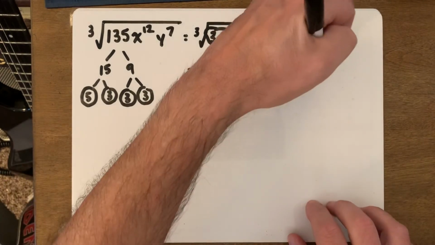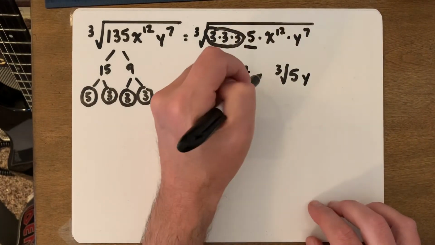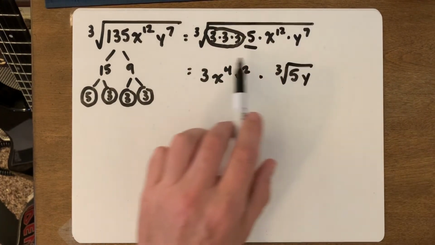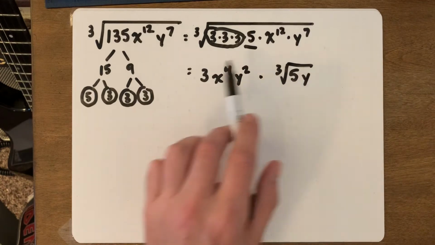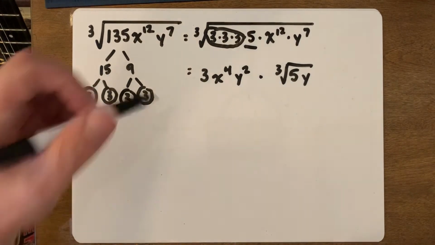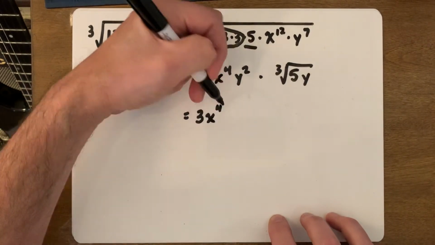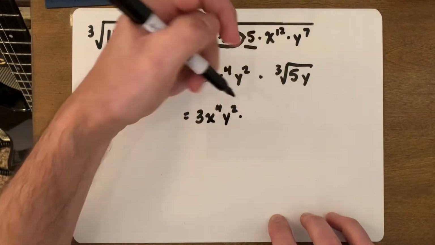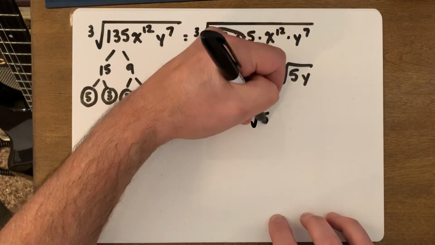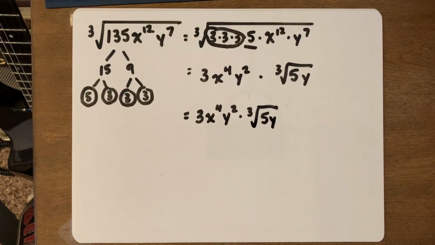So that 1 extra one is going to go into the cube root over here. Okay? So now let's see what we've got. This is actually the simplified answer right here, even though I've got a gap here. This is actually the simplified answer. So our answer for this one is 3x to the 4th y squared times, and I like to use a little space, the cube root of 5y. All right? That one looks pretty good.